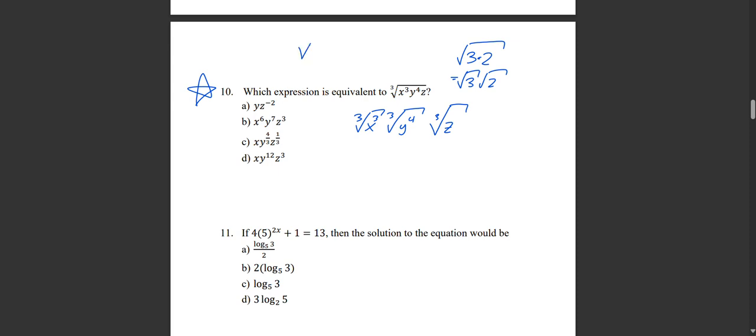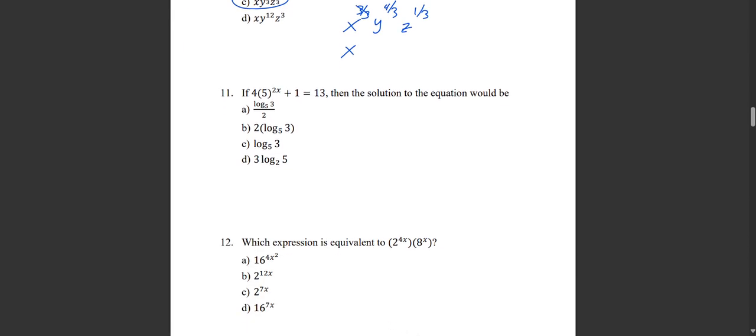So if I have x to the a, and I'm taking the bth root of that, it would just be x to the a over b. So the exponent inside the root is the numerator, and the kind of root I'm taking is the denominator. So this would simplify to x to the 3 over 3, which is just x. This would be y to the 4 over 3, and this would be z to the 1 over 3, and that would be answer C.